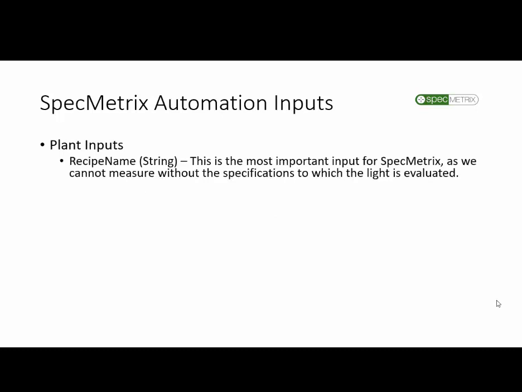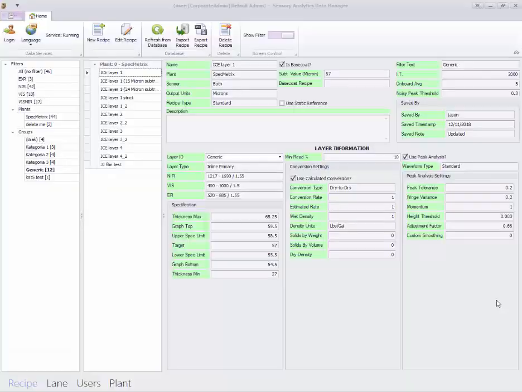Specifics about the plant inputs. The most important plant input for the SpecMetrix system is the recipe name. That is a name which has been defined in the SpecMetrix system. When we look at a recipe name, we are editing something in the data manager that would include anything that's in this particular list. And the name, as it shows in this list, is exactly the name that needs to be sent across. That includes any kind of spaces.